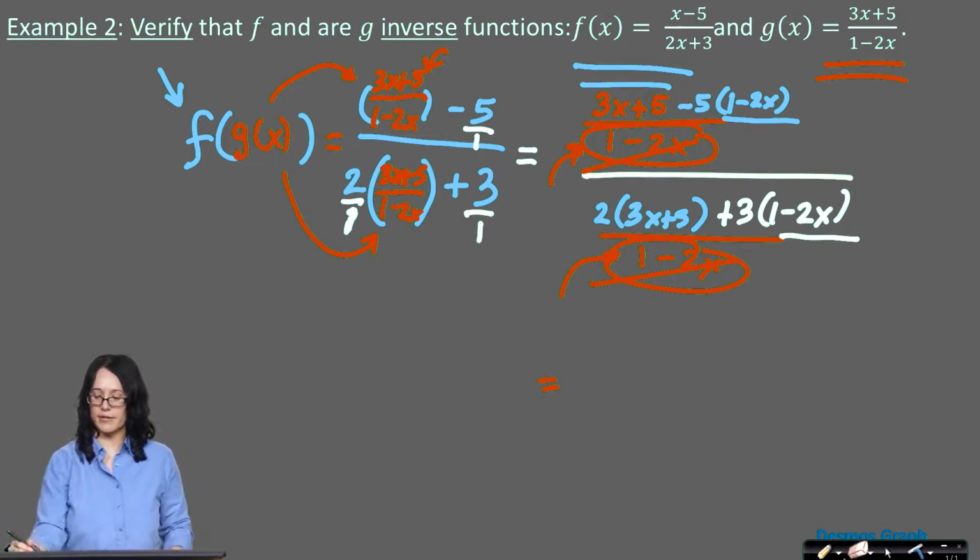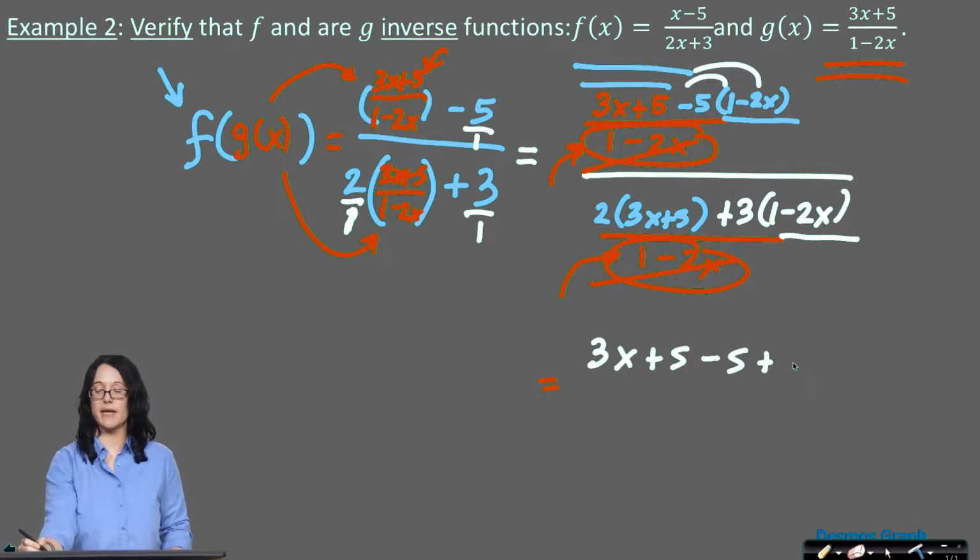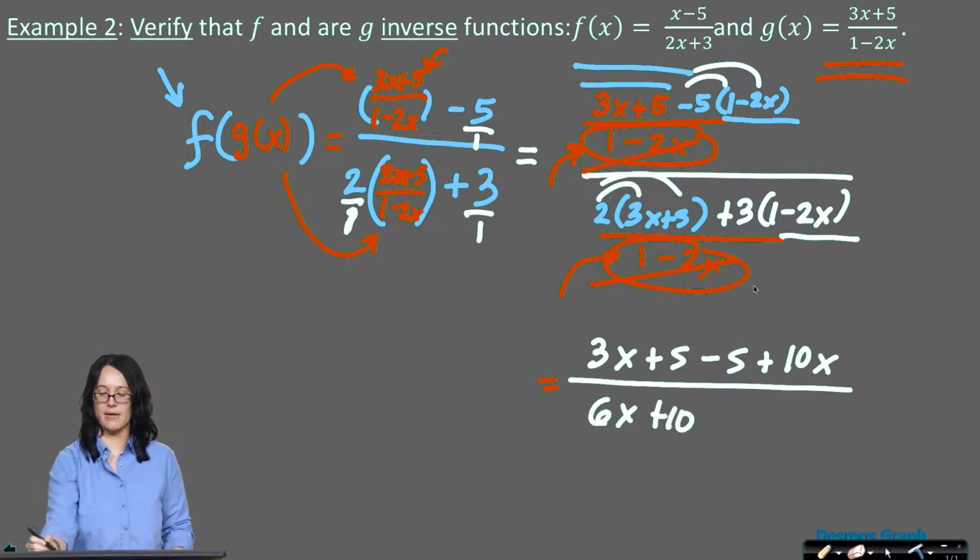So let's take a look at the arithmetic here. If I distribute the negative 5 carefully, I have 3x plus 5 minus 5 plus negative 5 times a negative 2 is a positive 10. Interesting. And in the denominator, if I distribute my 2 correctly, I have 6x plus 10. And if I distribute my 3 correctly, I have positive 3 minus 6x.